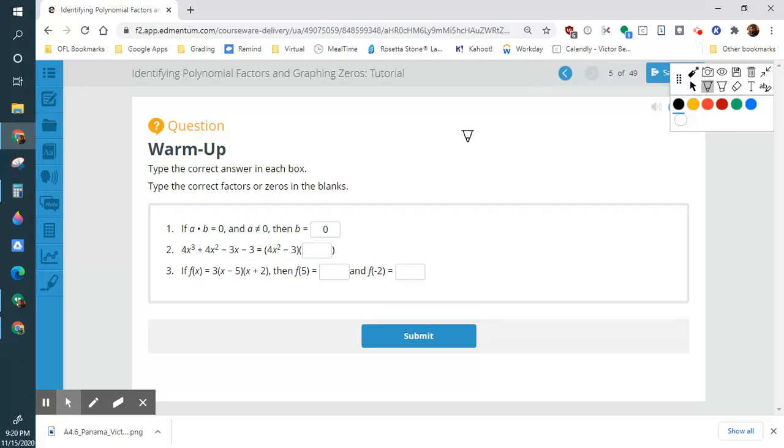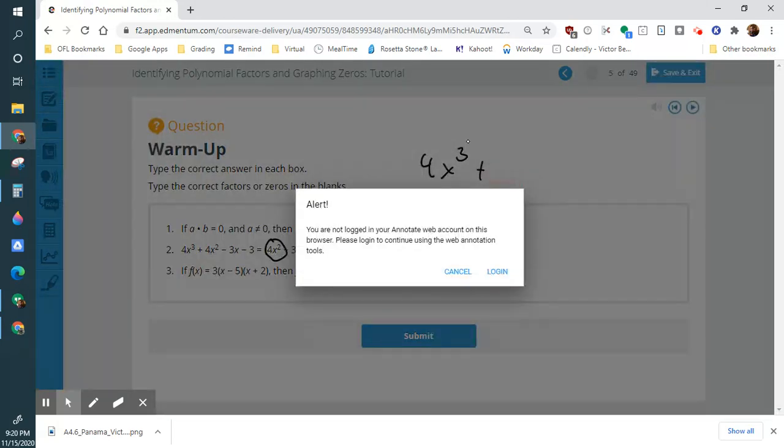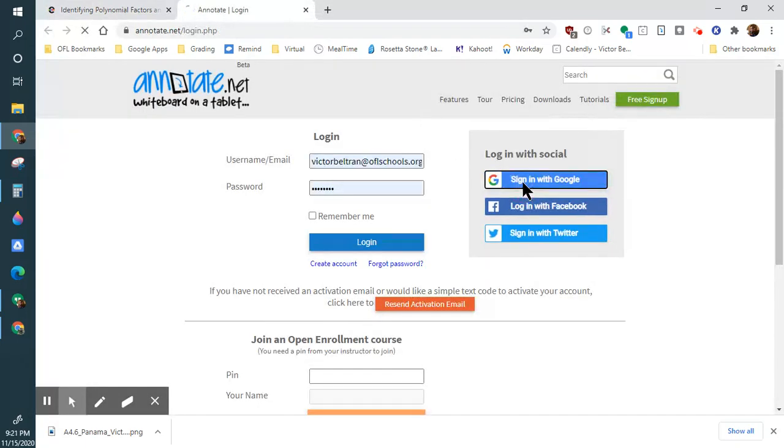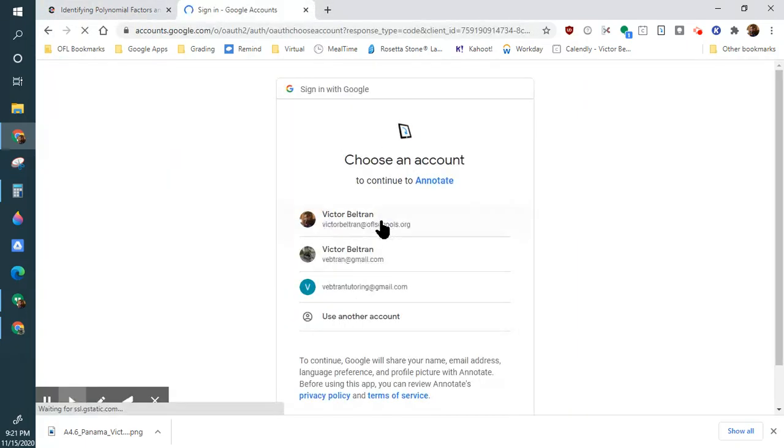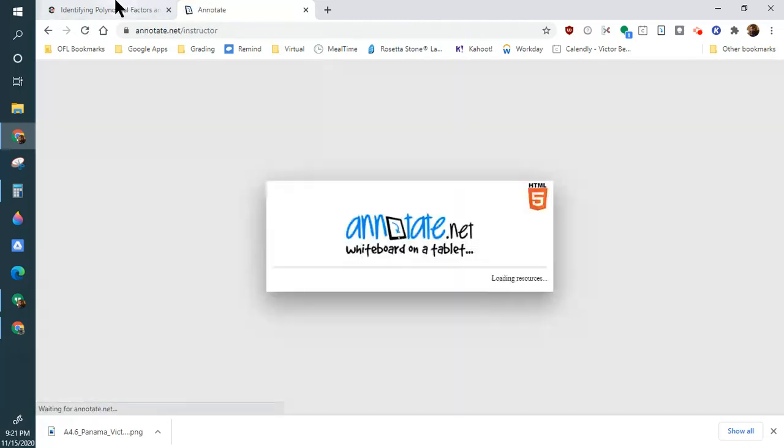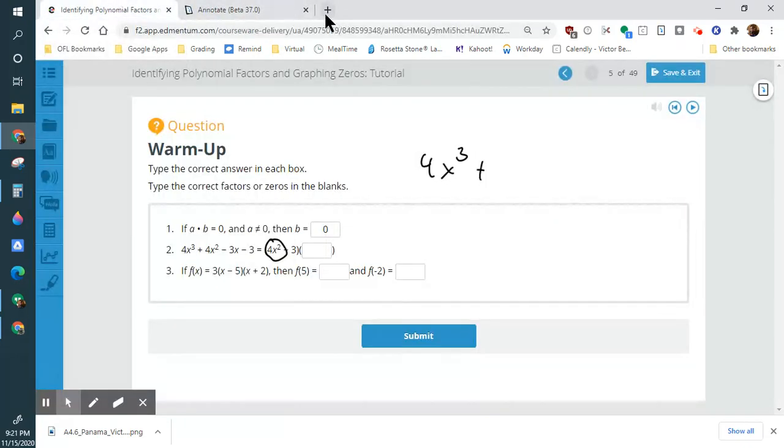So if you notice here, they're factoring out a 4x squared. So if we list out this expression here, give me a second. I don't know why it automatically logs me out here. Let me exit out of there.